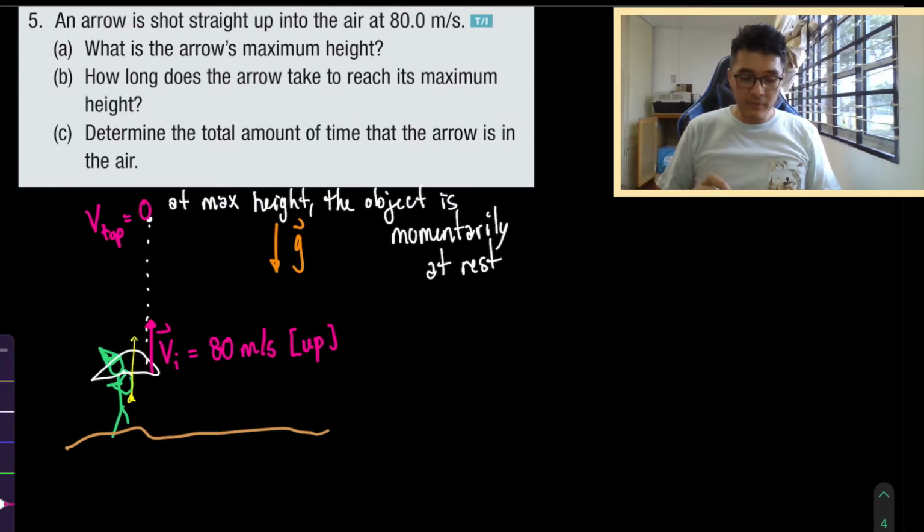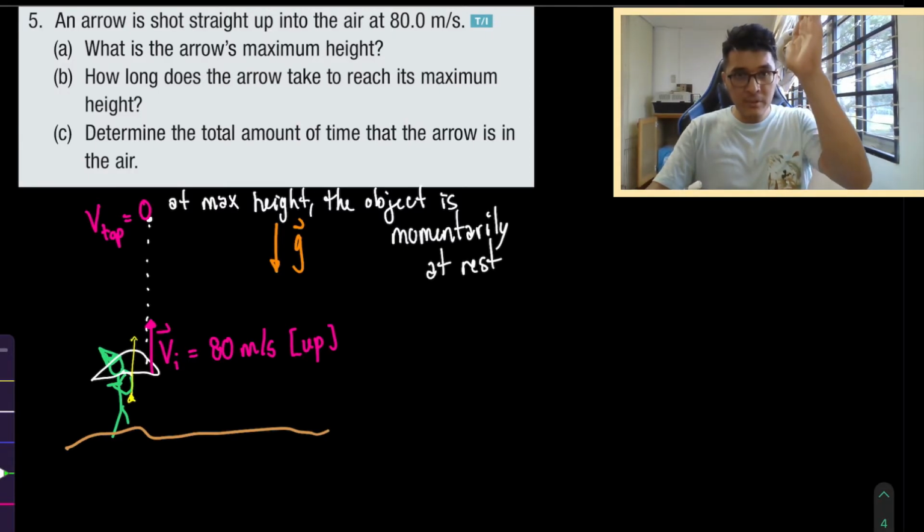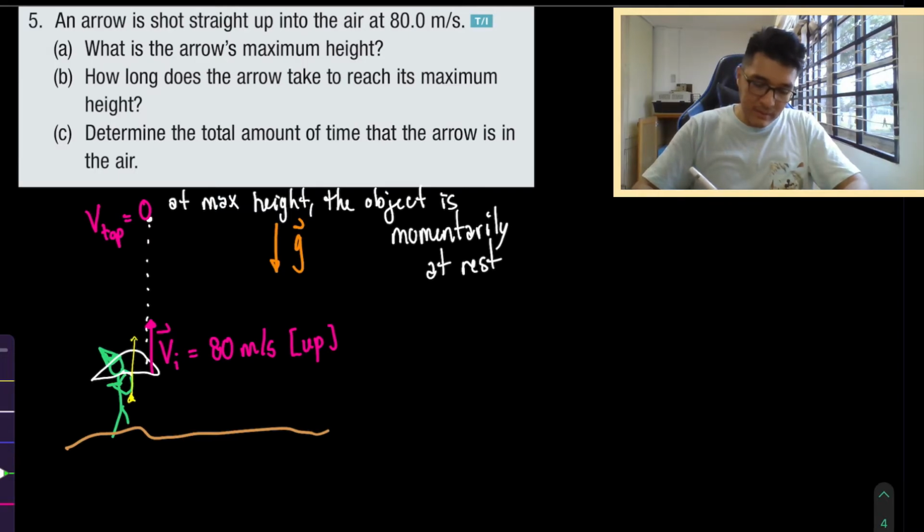Let's actually go back and read A. What were they asking us to find? What is the arrow's maximum height? In this case, once again, displacement is the trickiest quantity of them all because you have to consider the direction. As the object reaches its maximum height, that displacement is going to be a positive value because it's pointing up. So delta D, and this we don't know, so it's our unknown, the question mark.